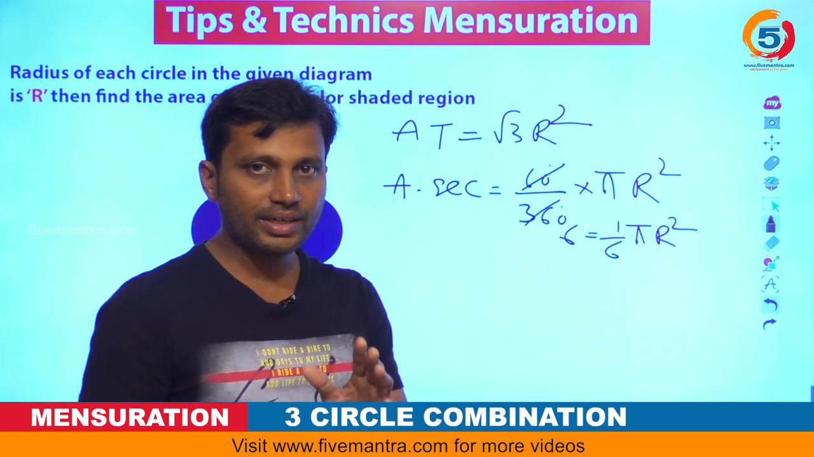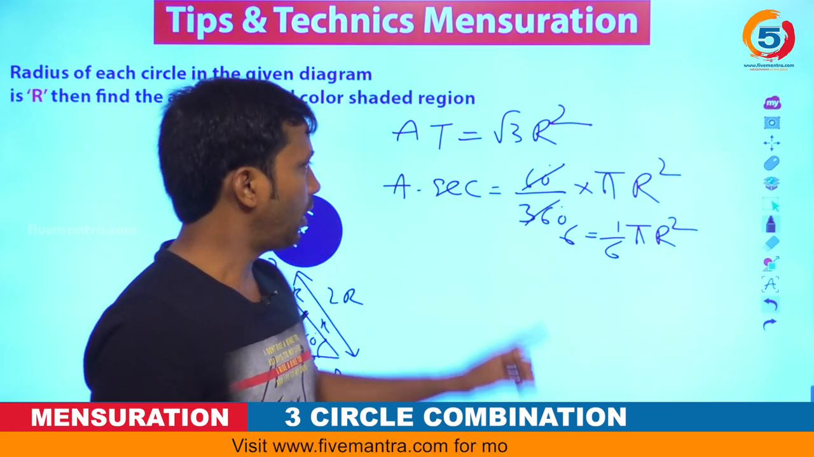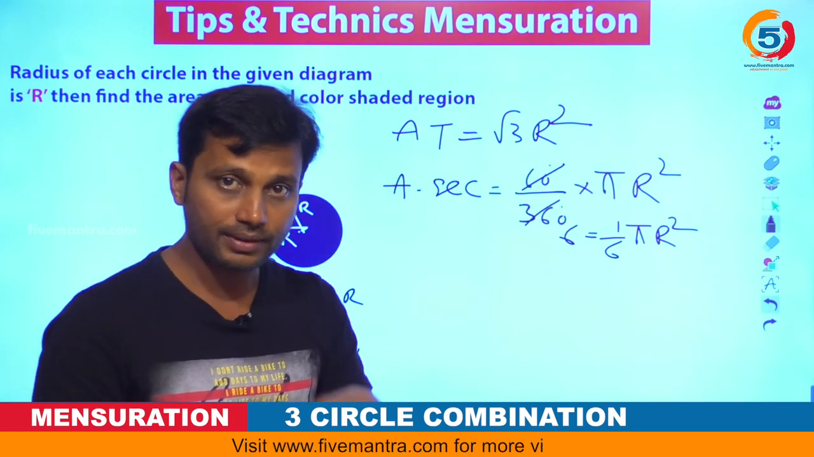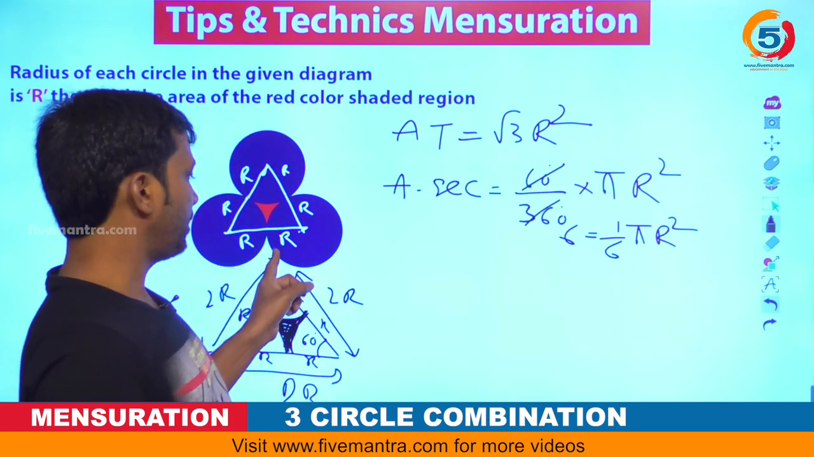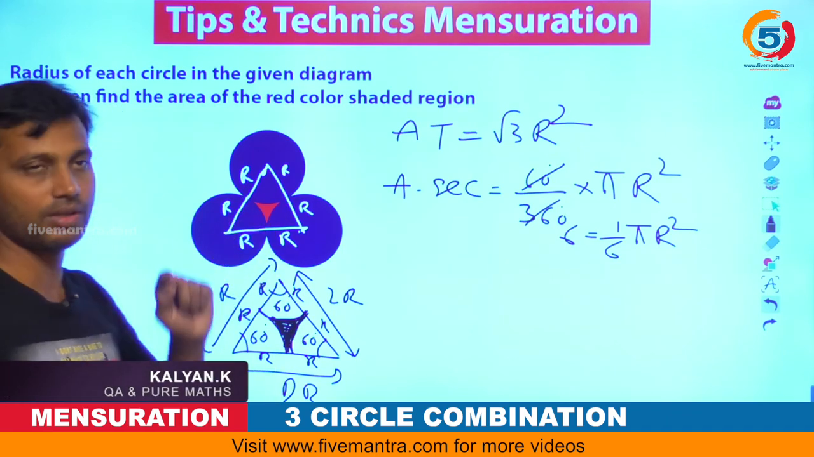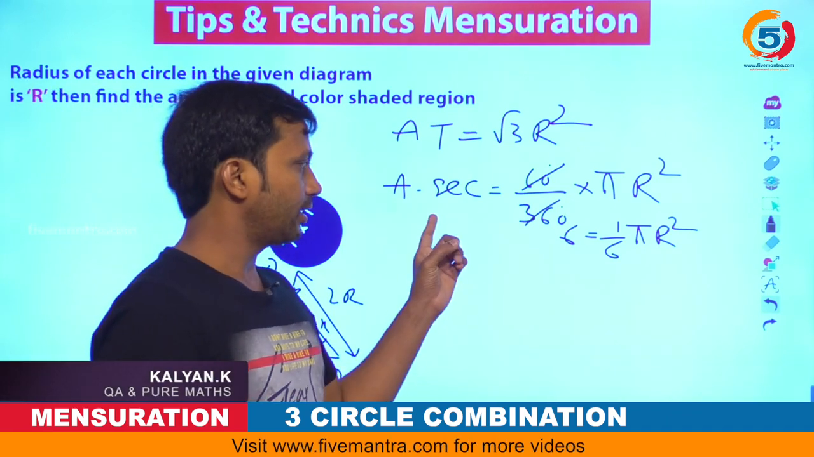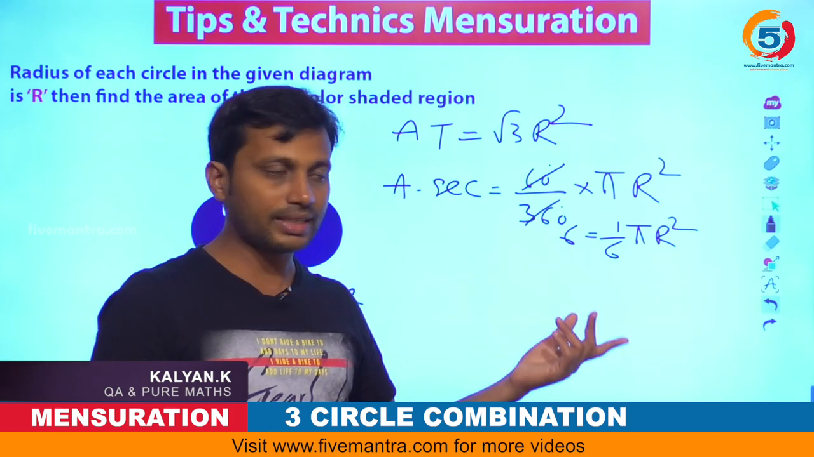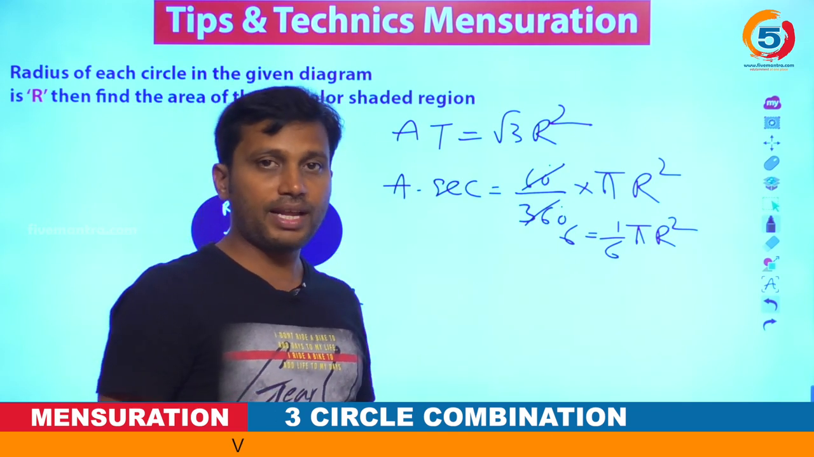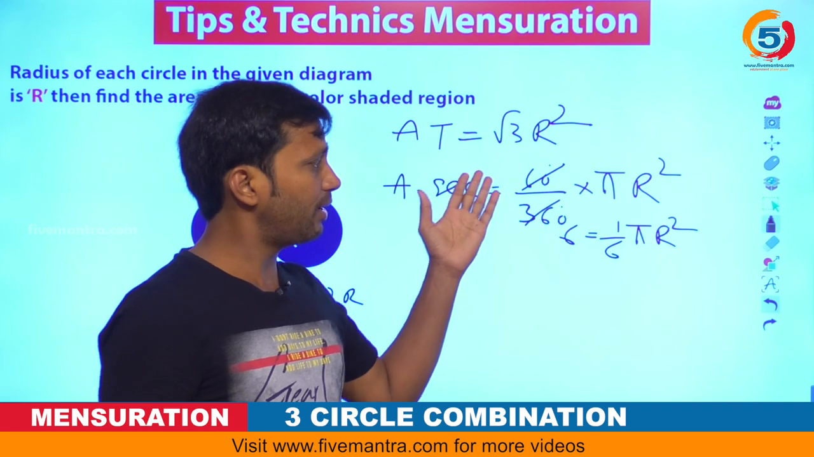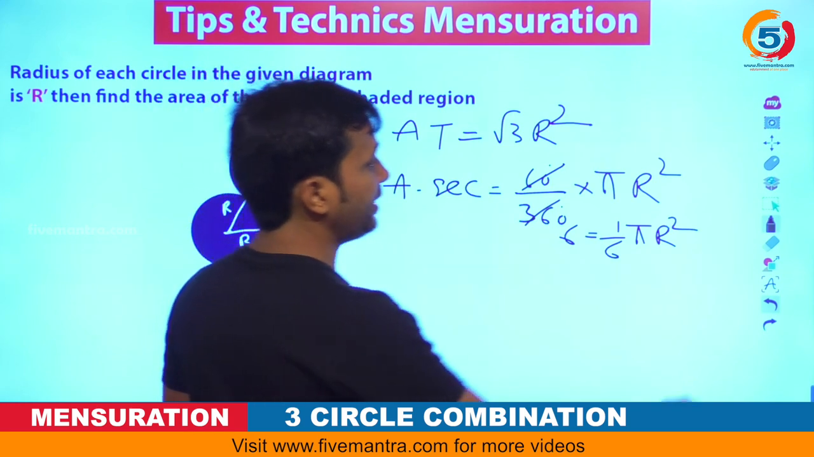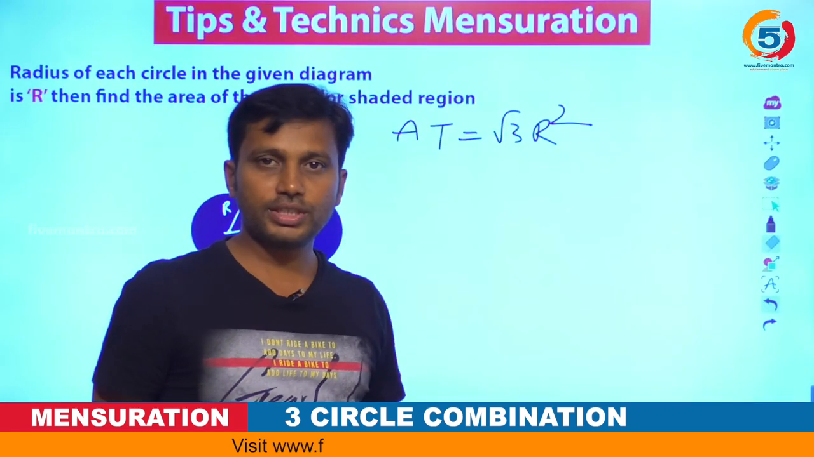So what we have obtained till now: first the area of the triangle, then the area of each sector out of the given three sectors, this one, this one, this one. Out of three sectors, one sector's area would be this one. Now what we have to do is subtract the area of the three sectors from the area of the triangle to find the shaded area. So the area of the triangle is root 3 r square.